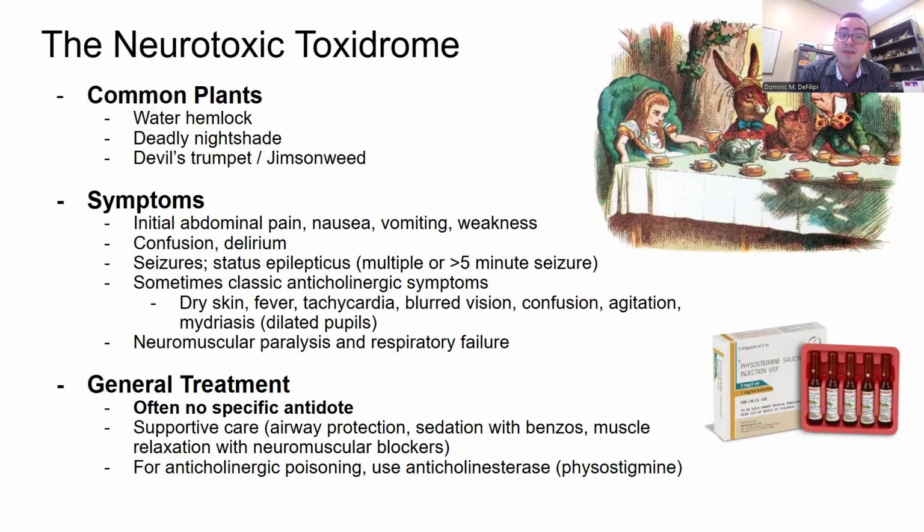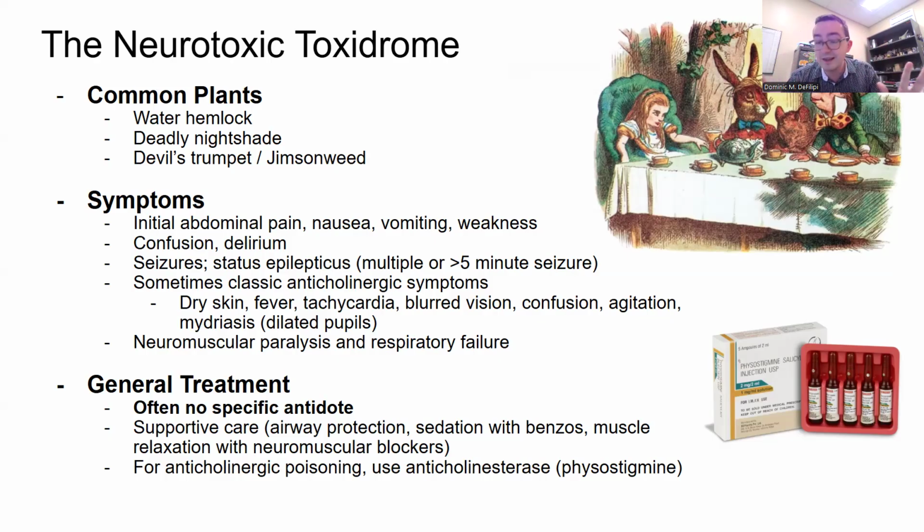Sometimes you also have the classic anticholinergic symptoms. So you've probably heard this all the time in pharmacology: mad as a hatter, hot as hell, red as a beet, dry as a bone, blind as a bat. You have dry skin, fever, tachycardia, blurred vision, confusion, and agitation, as well as mydriasis or dilated pupils.